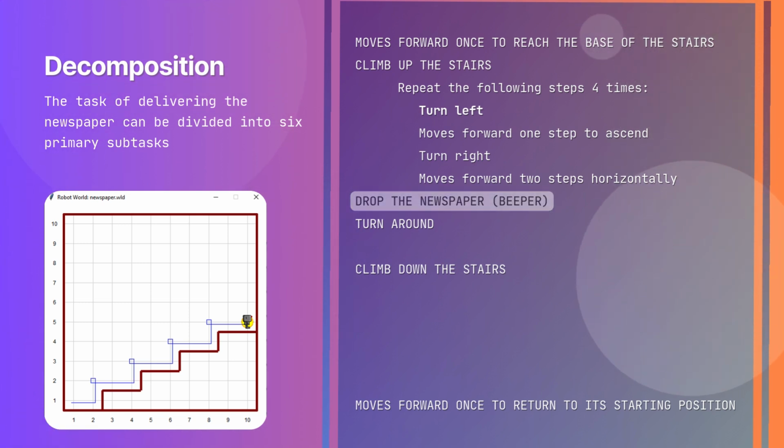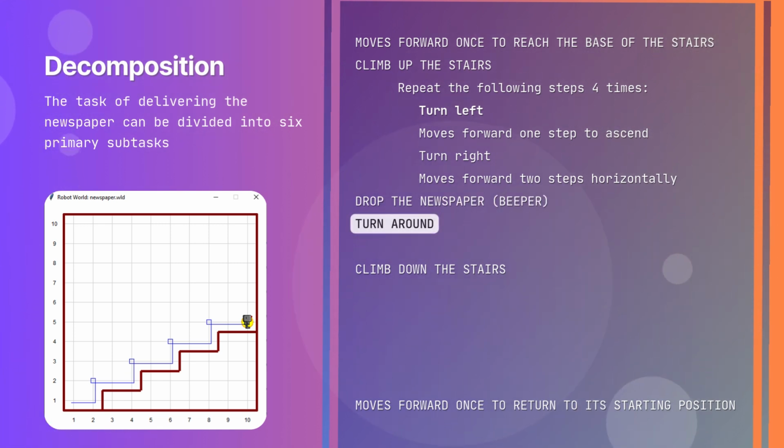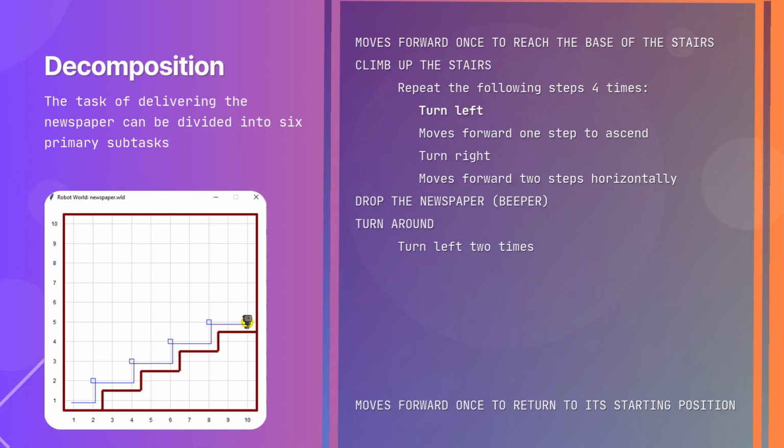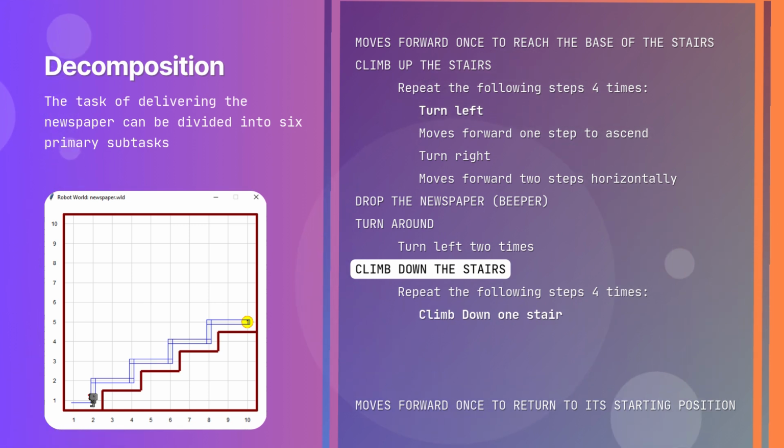Once the robot has successfully delivered the newspaper, it needs to prepare for its descent. To do this, the robot must turn around to face the direction it came from. This is achieved by turning left 2 times, effectively reversing its orientation. Now the robot is ready to begin its journey back down the stairs. After turning around, the robot must descend the 4 stairs to return to ground level.